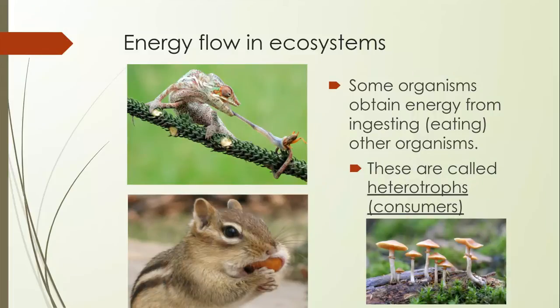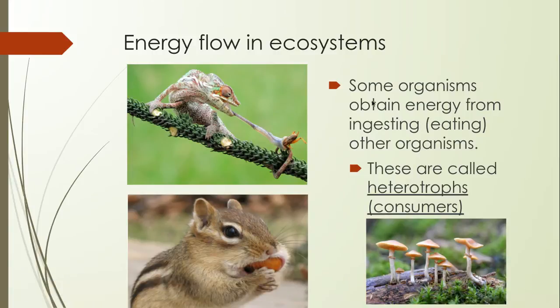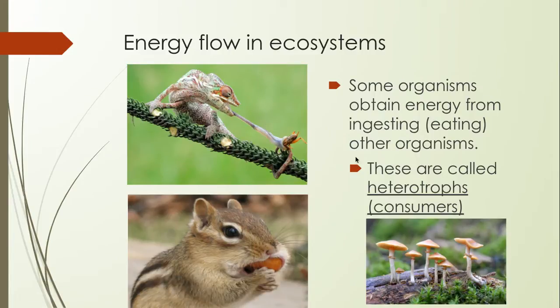Now, the other organisms that we find, and there are different types, but if you're not an autotroph, then you're referred to as what is called a heterotroph. So some organisms obtain their energy not from the sun directly, but by eating other things. So you and I are heterotrophs. This little chipmunk here is a heterotroph, as well as this lizard here. So heterotrophs, hetero means other, or different, and troph, so other feeders. They eat other things. And we call heterotrophs consumers. Again, we have to consume other things in order to get the energy or the food that we need for our energy.